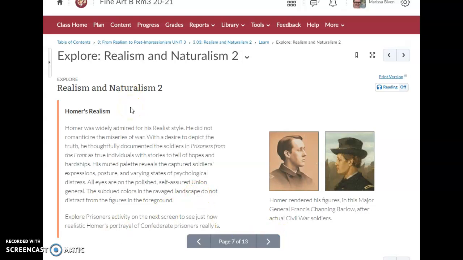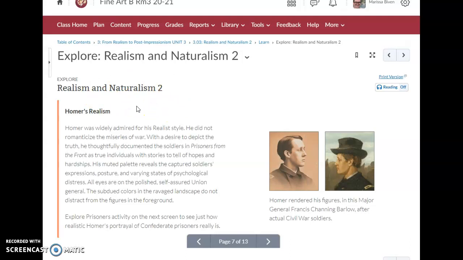Homer's Realism. Homer was widely admired for his realist style. He did not romanticize the miseries of war. With the desire to depict the truth, he thoughtfully documented the soldiers and prisoners from the front as true individuals with stories to tell of hopes and hardships. His muted palette reveals the captured soldiers' expressions, posture, and varying states of psychological distress. All eyes are on the polished, self-assured Union general. The subdued colors in the ravaged landscape do not distract from the figures in the foreground.